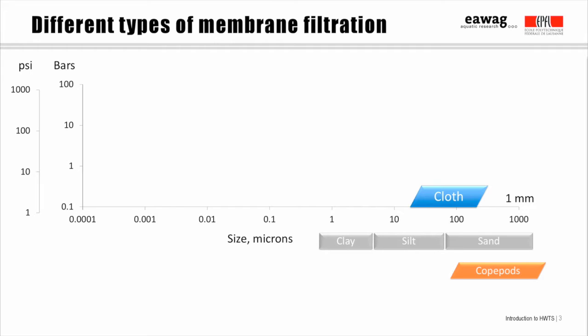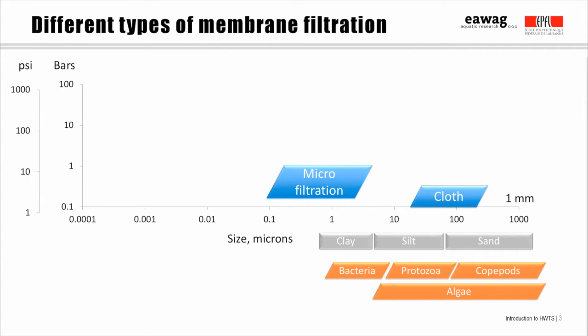But most membrane filtration uses synthetic membranes made of different plastic-like materials. There are 4 general types of synthetic membranes, which have different pore sizes and therefore operate at different pressures. Microfiltration membranes have pore sizes of about 0.1 to 5 microns and require little pressure to force water through the membrane.